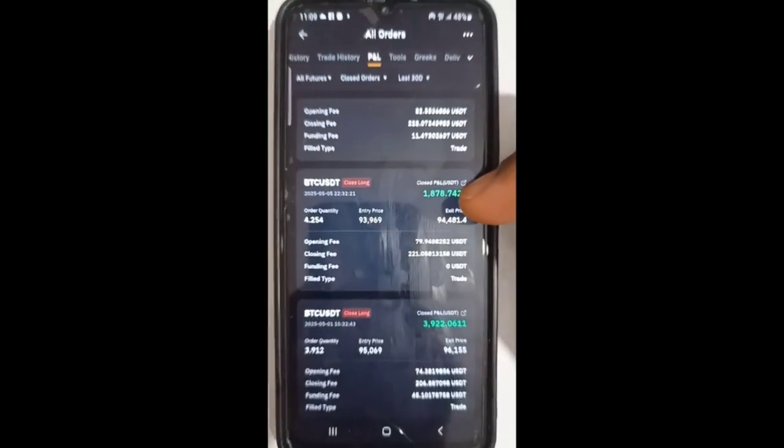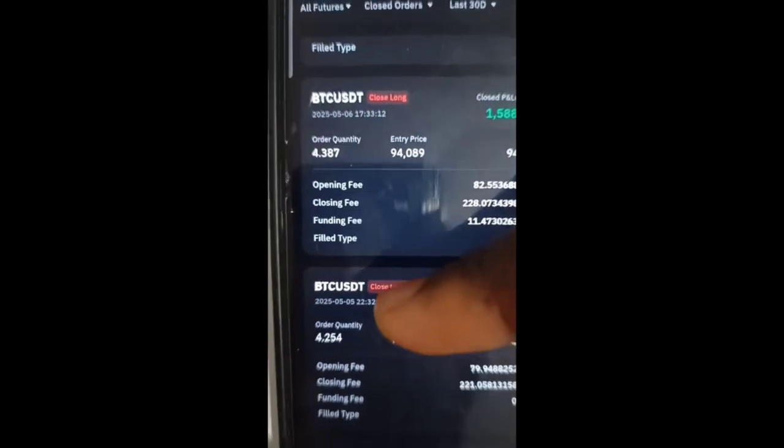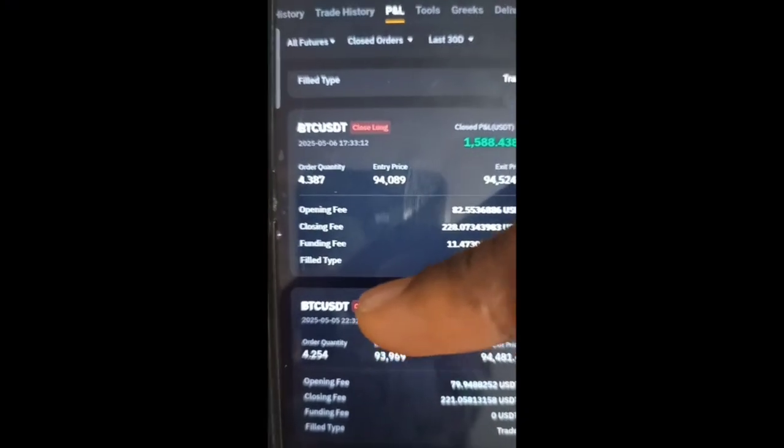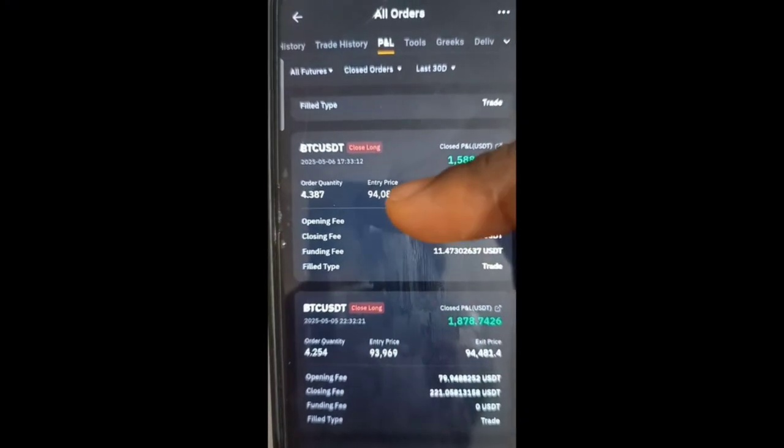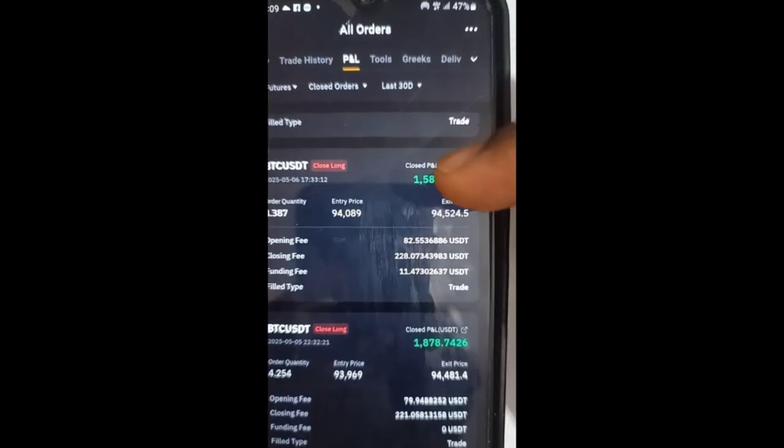For the day where I go into trading, boom, I make $1,878. Look, we'll continue. Watch the date though. This is on the 5th of May. On the 6th of May, I went into the market. I see wetin dey work for me. I trade. I make what? $1,588. Make we continue.